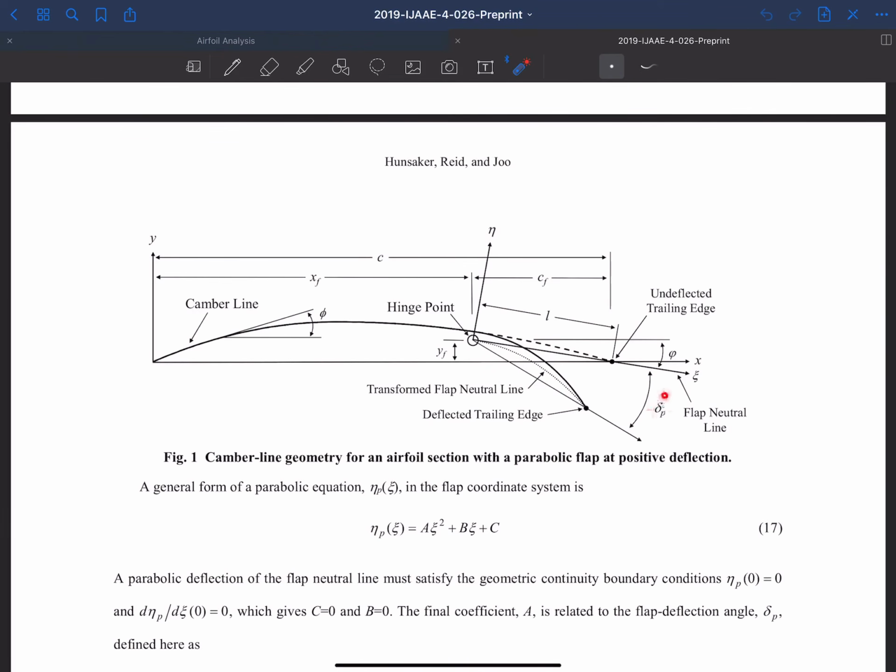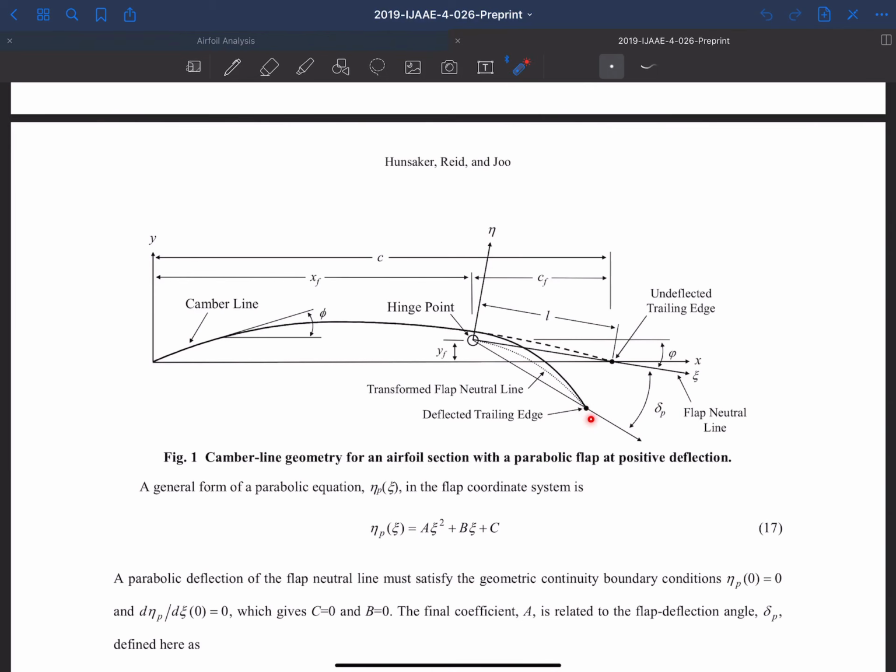Just a couple notes, we define the deflection of that flap as the rotation here of a straight line. So originally it was the flap neutral line, and if you draw then a line from the hinge point down to the trailing edge and put a straight line through that, this angle here between those two lines is how we define the deflection of that flap. Now it's a little bit tricky or optional, I guess. That's what we chose. That's how we chose to define it.